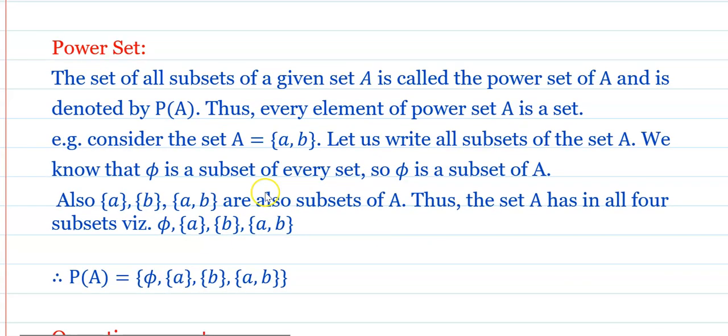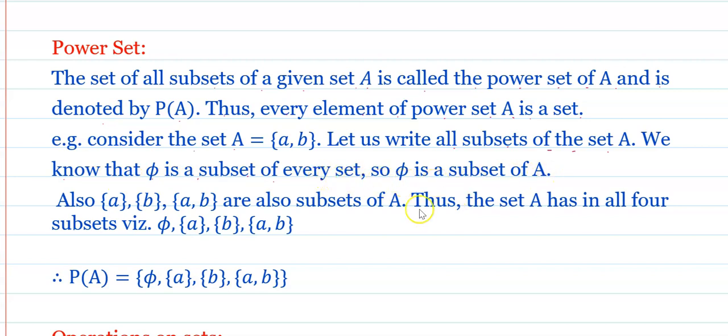Okay. Now the next, power set. The set of all subsets of a given set A is called the power set of A and is denoted by P of A. Thus, every element of the power set of A is a set. For example, consider the set A equals {a, b}. Let us write all the subsets of the set A. We know that phi is a subset of every set, that means phi will be in every set.